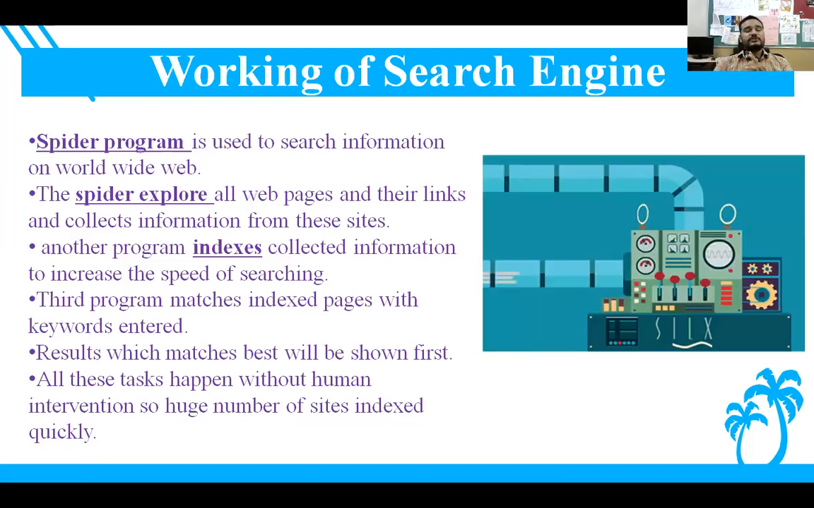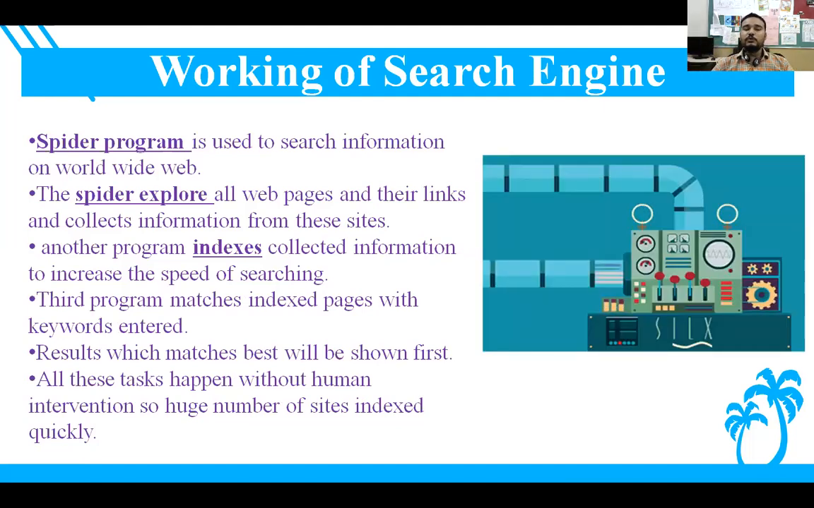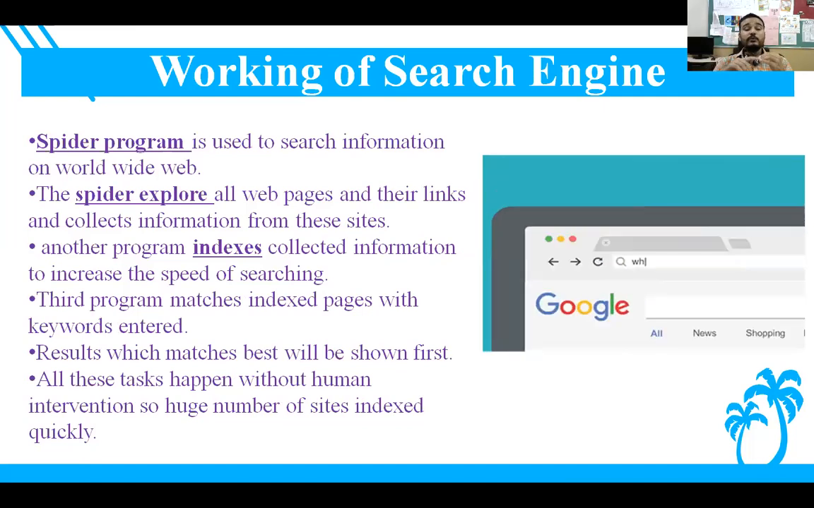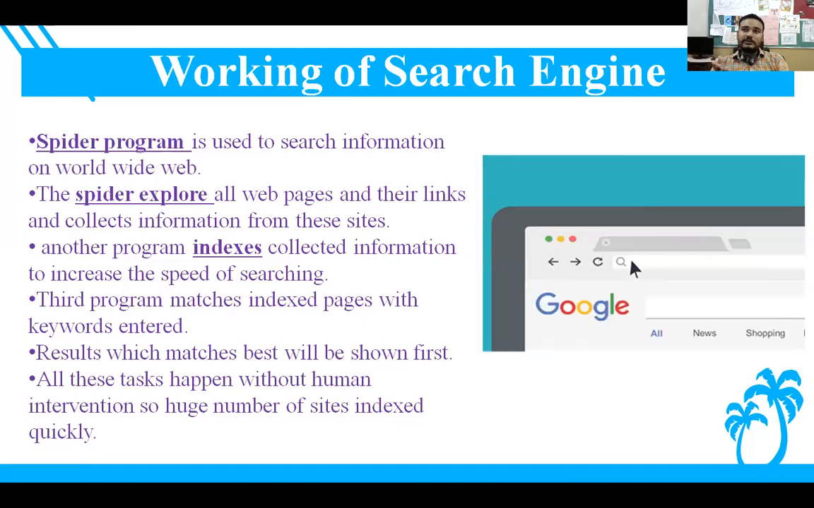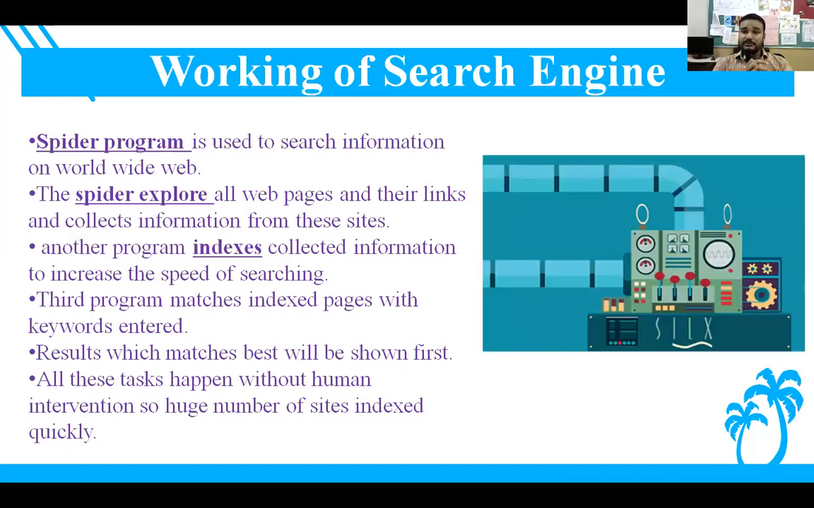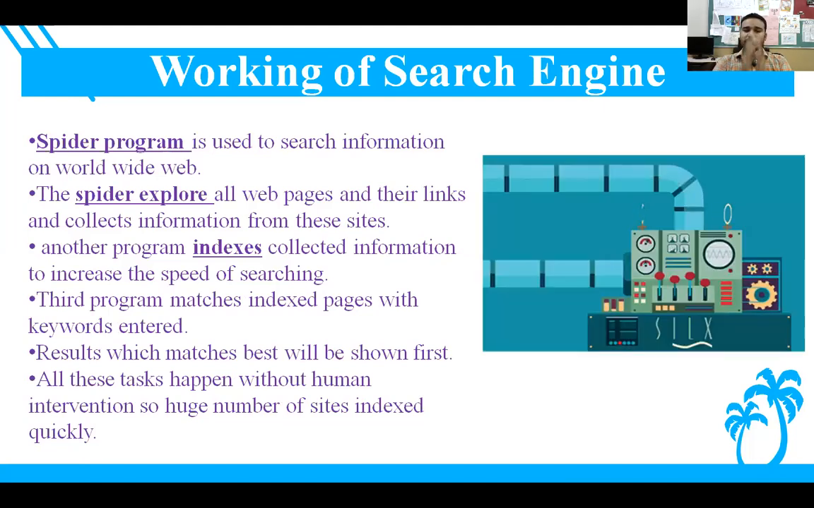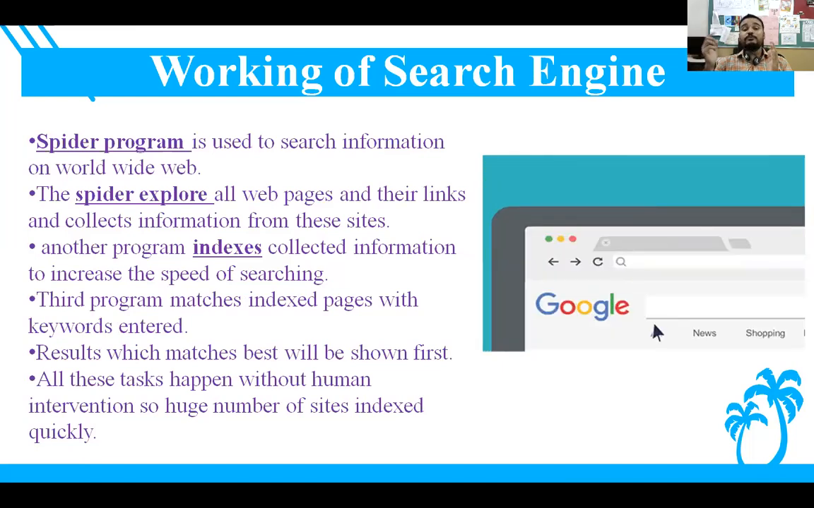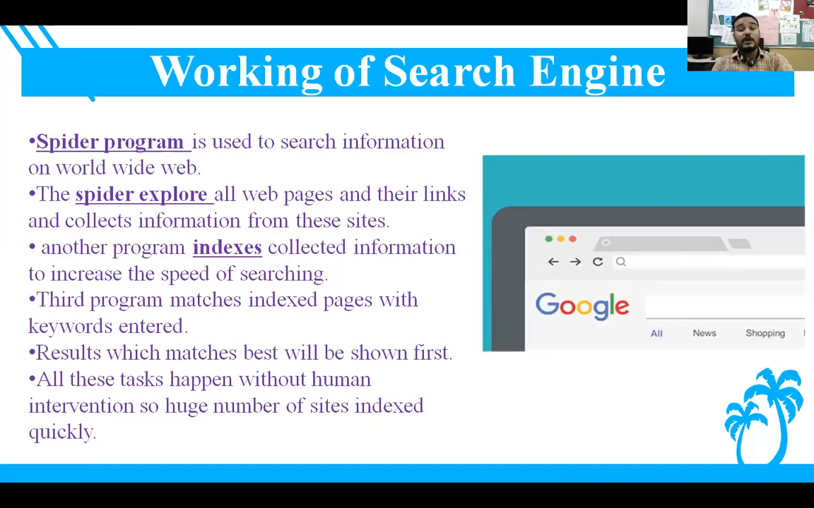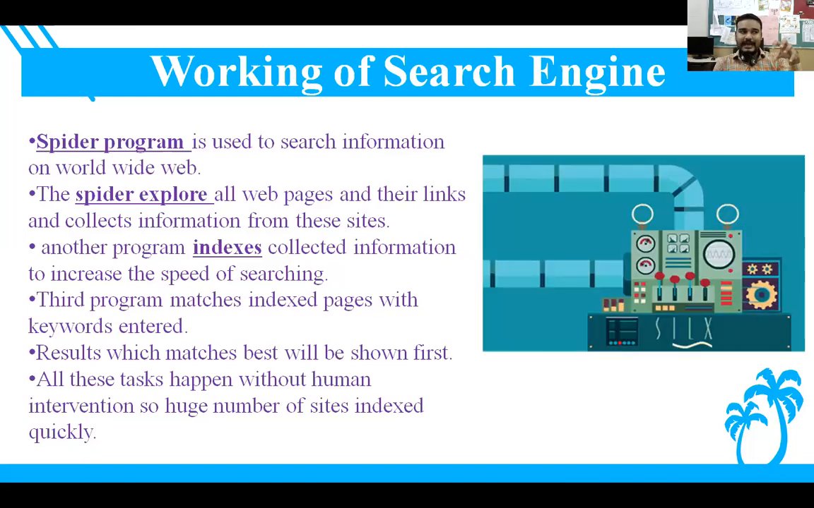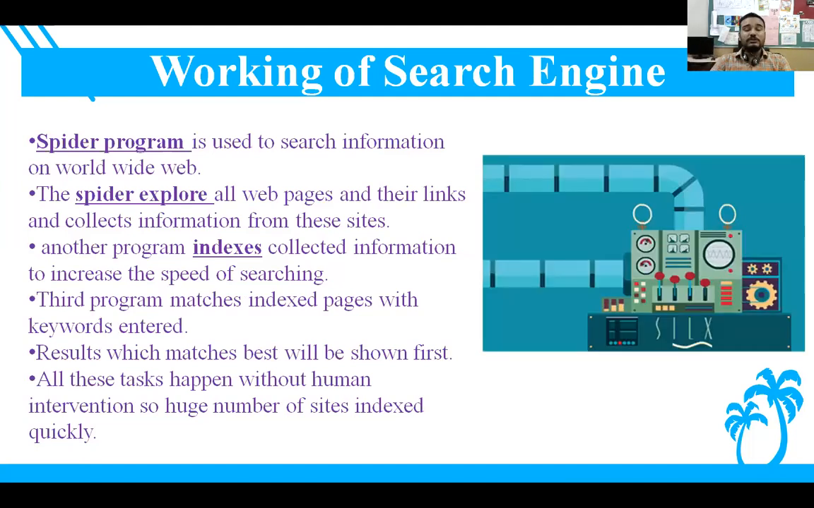When you search for information, this Spider program explores all the www pages, that is World Wide Web pages. Then another Spider program indexes whatever collected information is there. Indexing means it sorts it in a particular order. And the third Spider program will match the keywords you have typed with the search information, and the result will be shown to you.